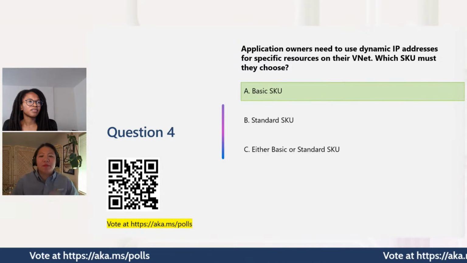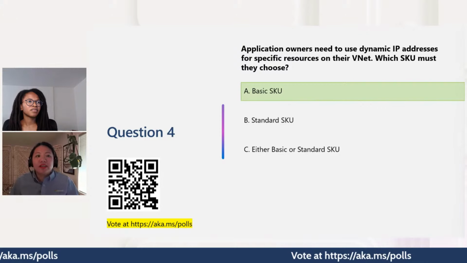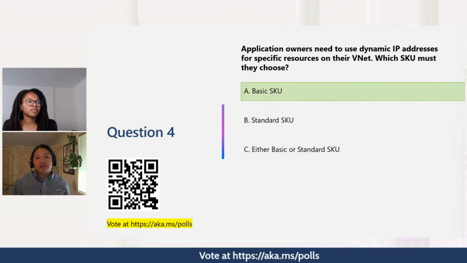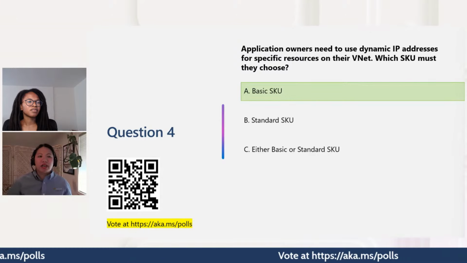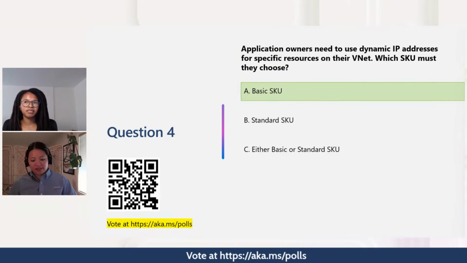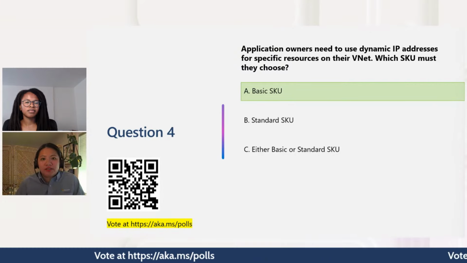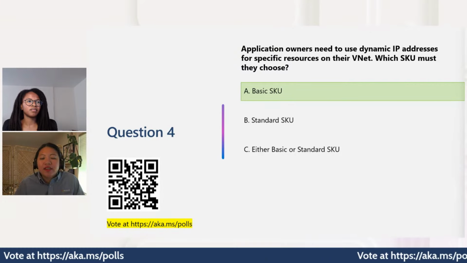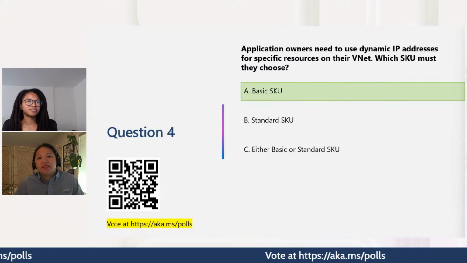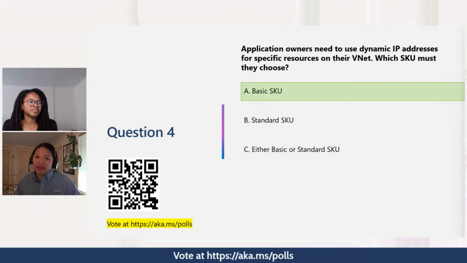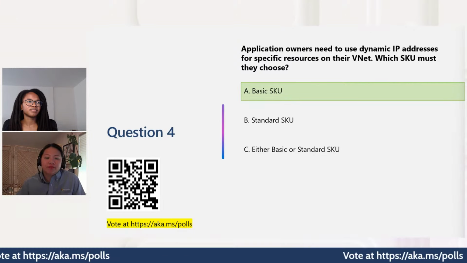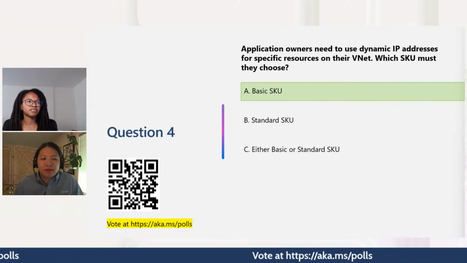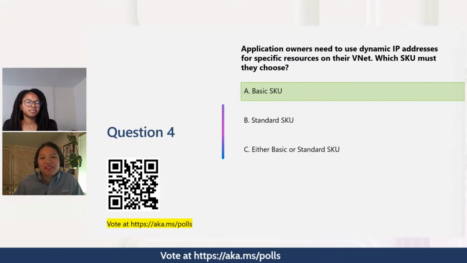So flipping back to that table that I'd shown, we saw that for standard SKU, the allocation method was static, while basic had more options, depending on which IPv4 or IPv6 you chose. So yeah, this is the correct answer. Basic SKU public IPs can be assigned by using static or dynamic allocation methods. So there's a little bit more flexibility there. However, I think the standard SKU does offer more perks for some other categories.